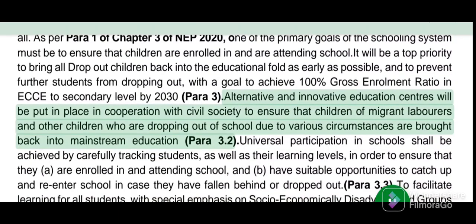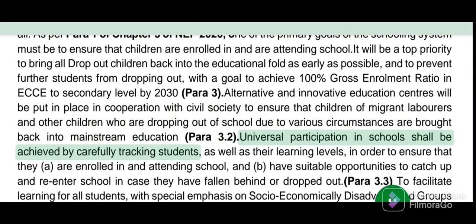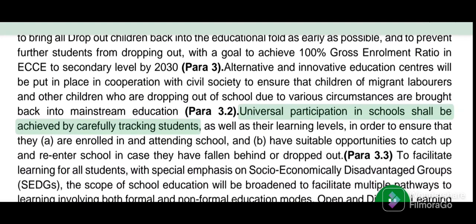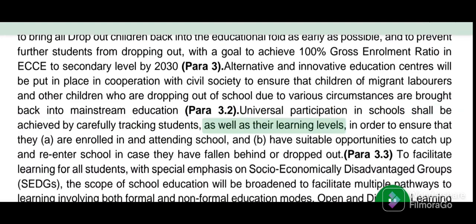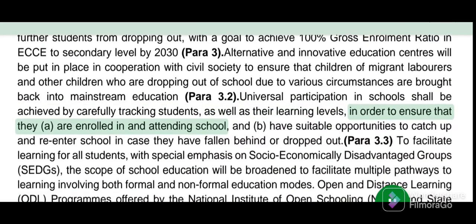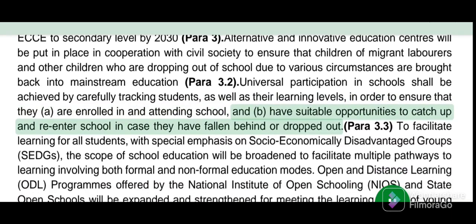Para 3.2. Alternative and innovative education centers will be put in place in cooperation with civil society to ensure that children of migrant laborers and other children who are dropping out of school due to various circumstances are brought back into mainstream education. Para 3.3. Universal participation in schools shall be achieved by carefully tracking students, as well as their learning levels, in order to ensure that they A. are enrolled in and attending school, and B. have suitable opportunities to catch up and re-enter school in case they have fallen behind or dropped out.